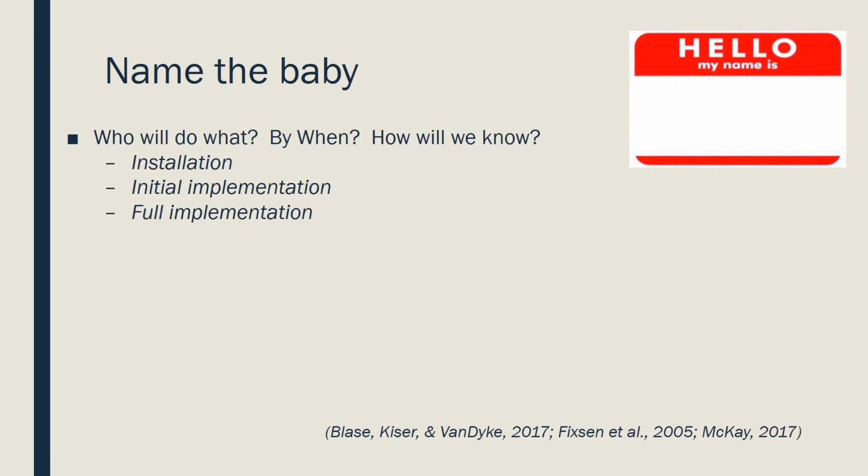While school trust land plans cannot be written for 3 years at a time, they can be mapped out in your discussions, recorded in your minutes, and defined 1 year at a time, with an eye on what things will look like at year 3. You can name the baby for installation. What does that look like? Initial implementation, well, what does that look like? And what does full implementation look like?